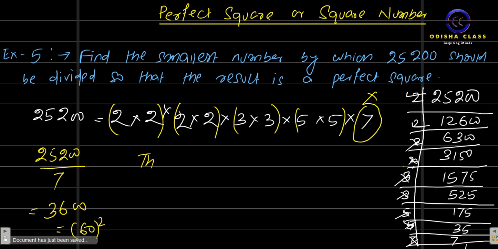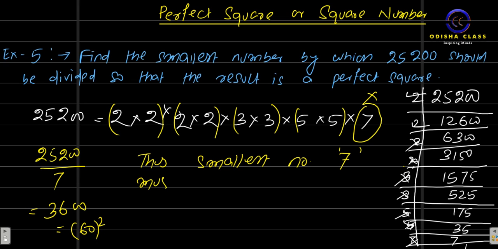Thus, we will write here: the smallest number 7 must be divided to make 25,200 a perfect square.